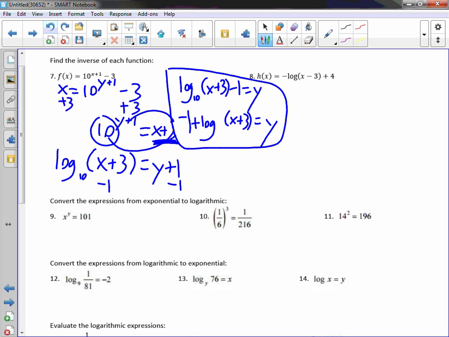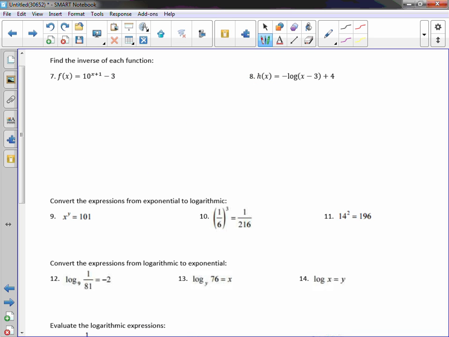So pause this if you need to. I'm about to erase this to give me some room to do number 8. So number 8, once again, we're doing an inverse, but instead of starting with an exponent like we did in number 7, I'm starting with a log.